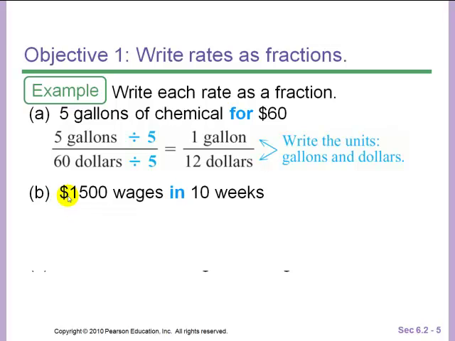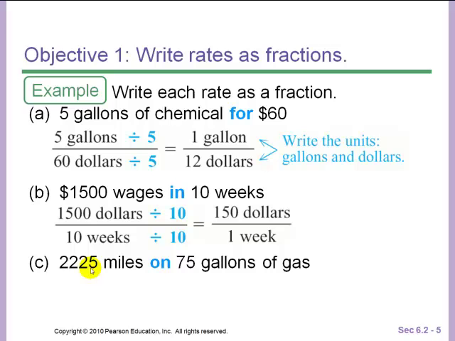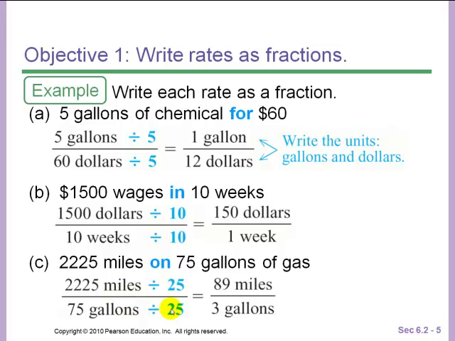Example B, $1,500 in wages in 10 weeks. So that's $1,500 divided by 10 weeks. Divide both top and bottom by 10, and you get $150 per week, per 1 week. Example C, 2,225 miles on 75 gallons of gas. So 2,225 miles in the numerator, 75 gallons in the denominator. We can divide them both by 25, and we get 89 miles in 3 gallons.